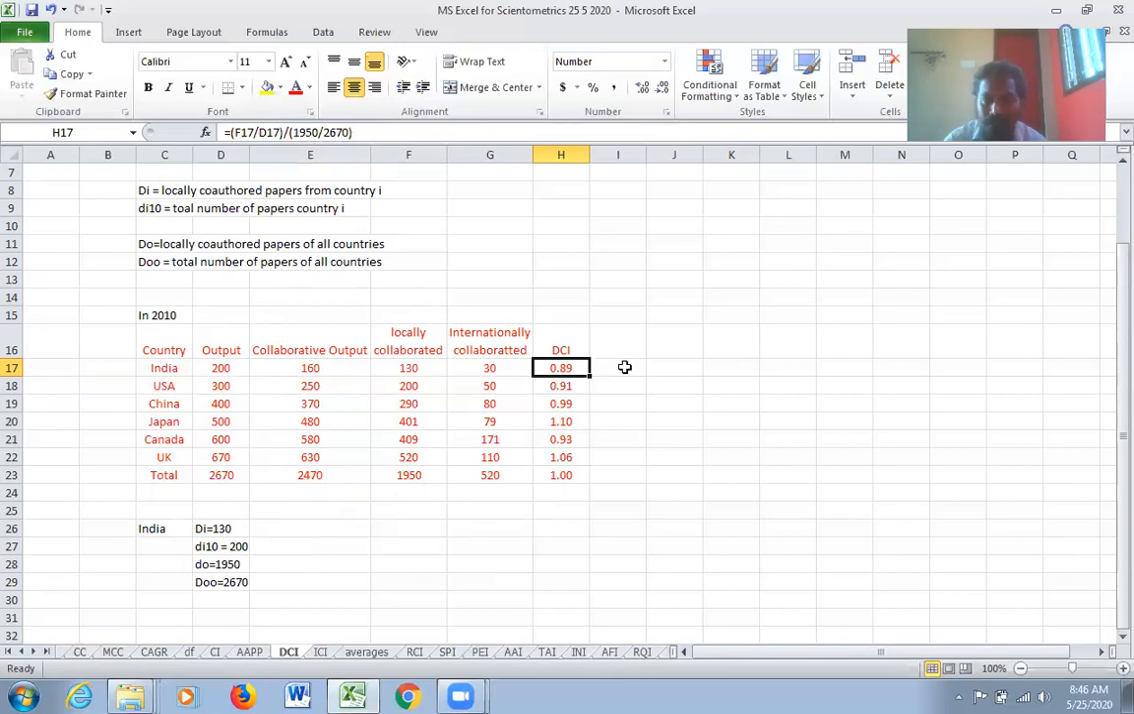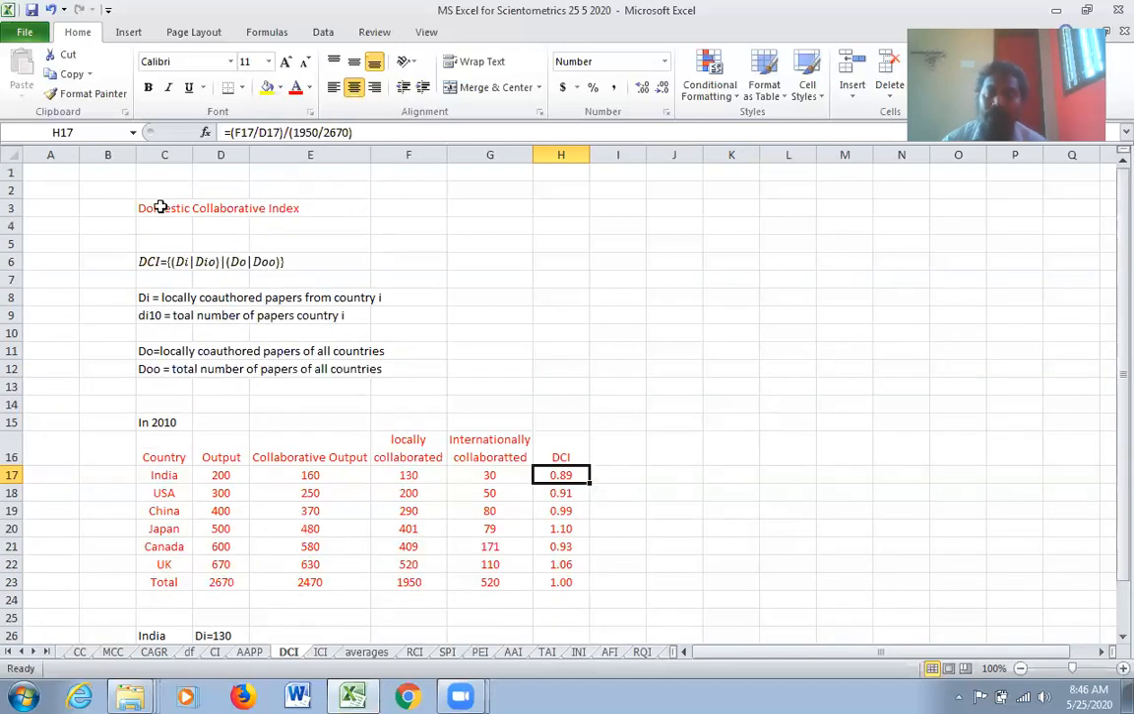Okay. So this tells you, while you are comparing the world average in terms of locally collaborated research output, where do we stand? If you compare the DCA of other countries, you can see here, USA 0.91, Japan it is 1.10, because out of 480 collaborative papers, 401 are locally collaborated. So their DCA is a higher number and it is more than the world average. Fine. So this we can calculate, domestic collaborative index.